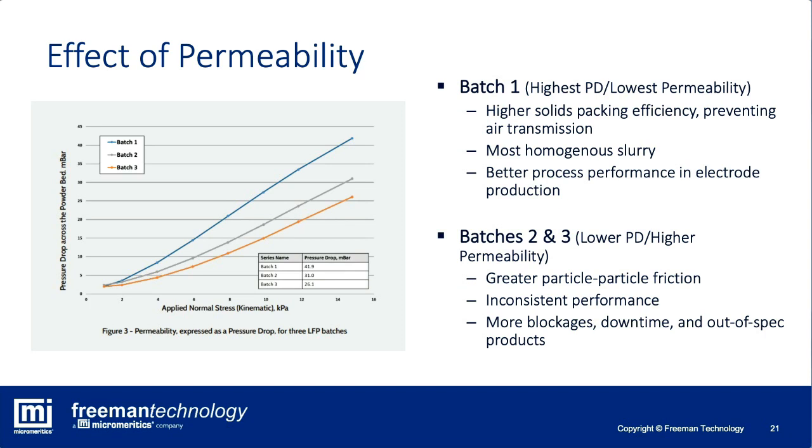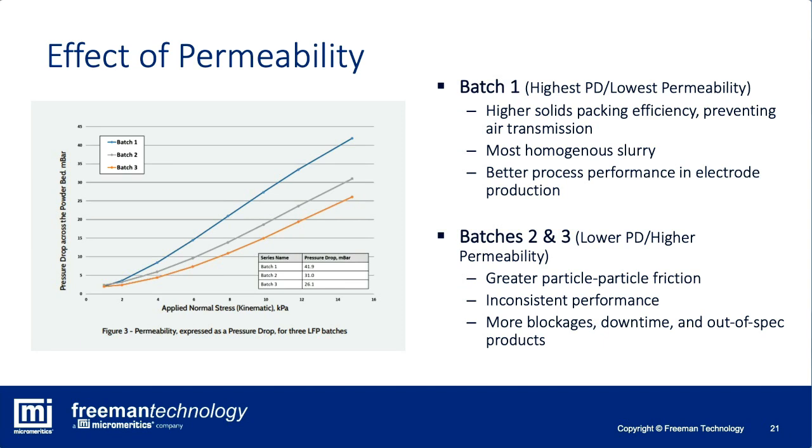And the reason why this occurred is due to batch 1's more efficient packing and therefore the less capacity for the air to permeate through the powder bed, whereas batches 2 and 3 had greater void space and thus more volume for the air to pass through more easily.